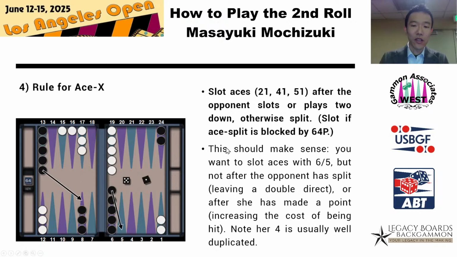This should make sense because you want to slot ace with 6-5, but not after the opponent has split. Let's say if he split, then of course you don't want to slot because now you are giving a double shot instead of a single shot, so it's too much.